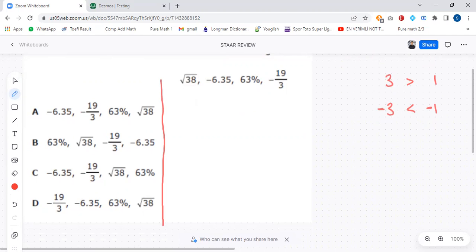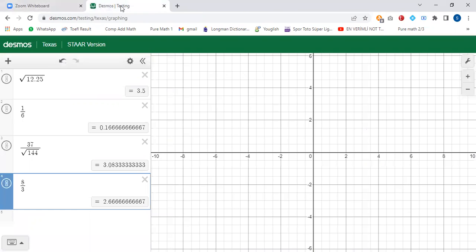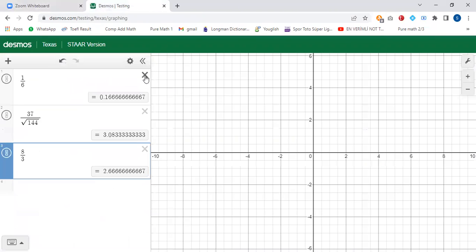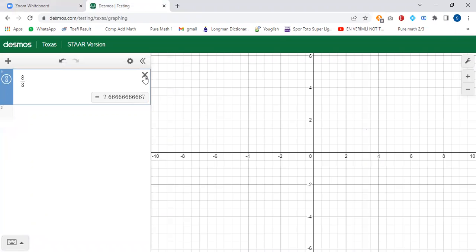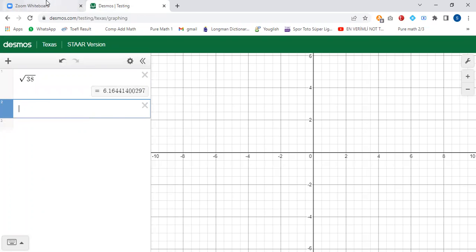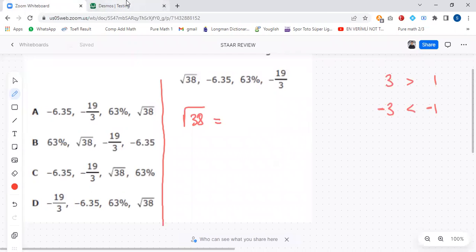Square root of 38. All right, let me delete these. SQRT, square root of 38. And then -6.35 is already a decimal. So -6.35.